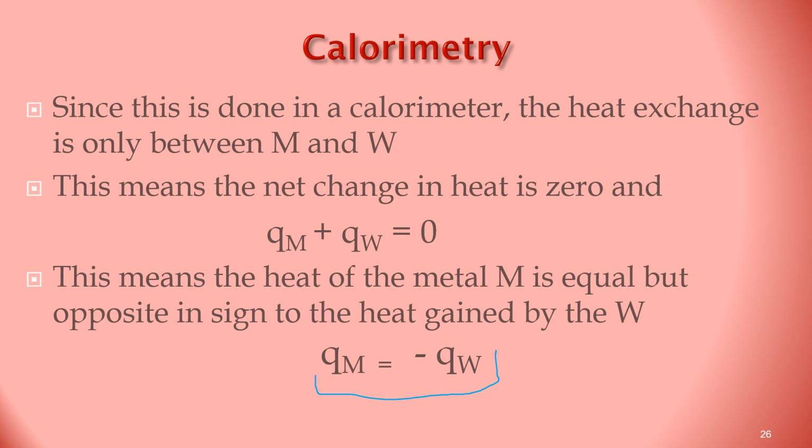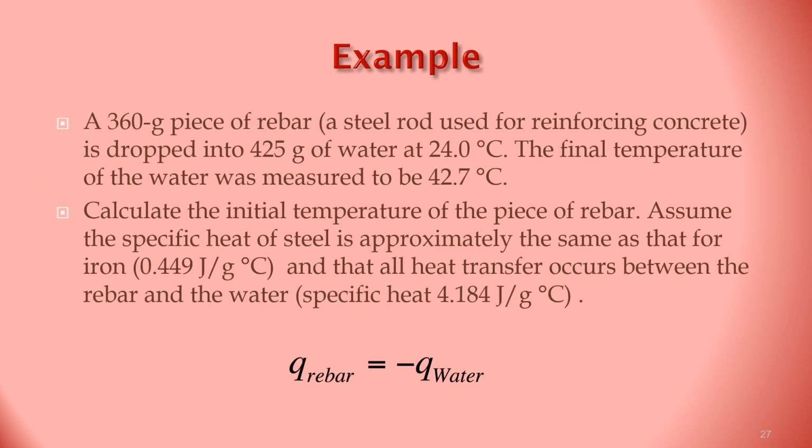Otherwise, it's kind of not very useful. So when we measure the heat of the water, and in this case, if the temperature is going up, that means the heat is being given off by the metal, and so they're equal but opposite in sign. Okay, so let's look at an example.